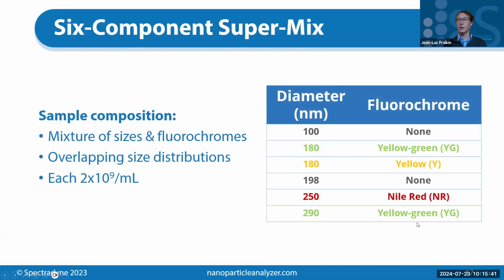There's a bunch of different fluorochromes in this sample. Some are non-fluorescent, and then there are different varieties of fluorochromes. They have overlapping size distributions, and each one is added in at equal concentration, right?